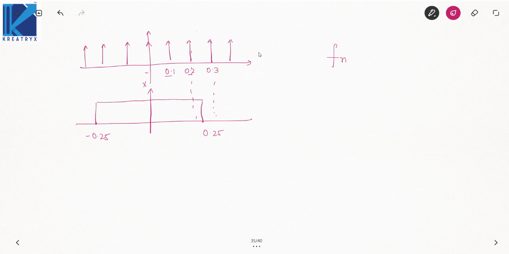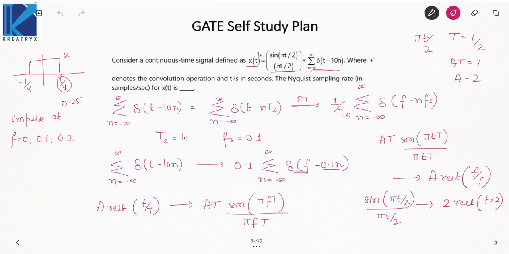Which means what is the maximum frequency? 0.2. So what is the sampling frequency? 0.4. Okay. So that will be the answer. The answer would be 0.4, that is the Nyquist sampling rate. Is it fine? So that is how I have used the Fourier transform while using the concept of sampling. So always remember that you have to have a good grip over the concepts of Fourier transform if you want to crack problems based on sampling.